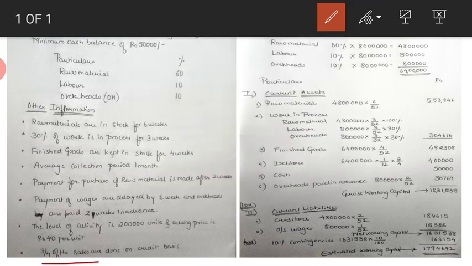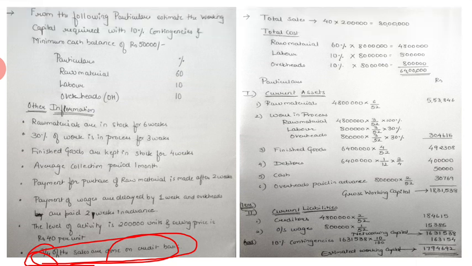Then 3/4 of the sales is done on credit basis. So 1/4 is cash and we have to consider only 3/4 for debtors. We cannot consider the full amount of debtors as working capital required. We have to consider only 3/4 of the total debtors, since only 3/4 is credit sales, remaining is cash sales. So let's go ahead with the solution.